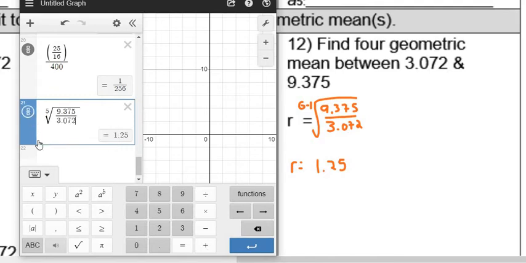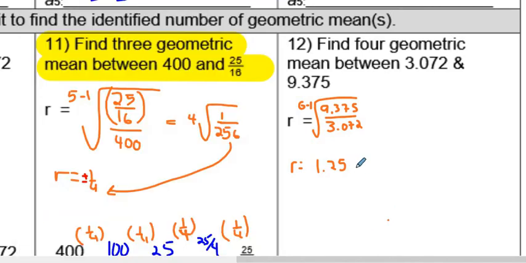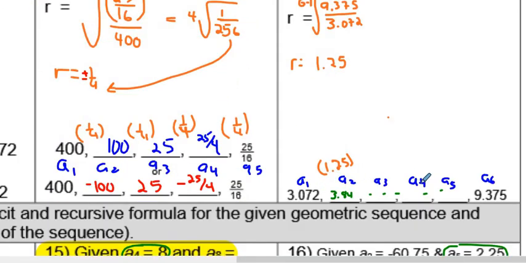If you want to turn it into a fraction, you can. You could say that's 5/4, or you can use 1.25 and just multiply it all these times. You may use decimals.